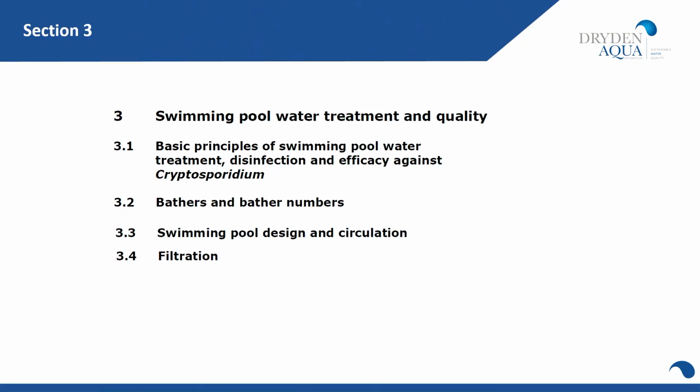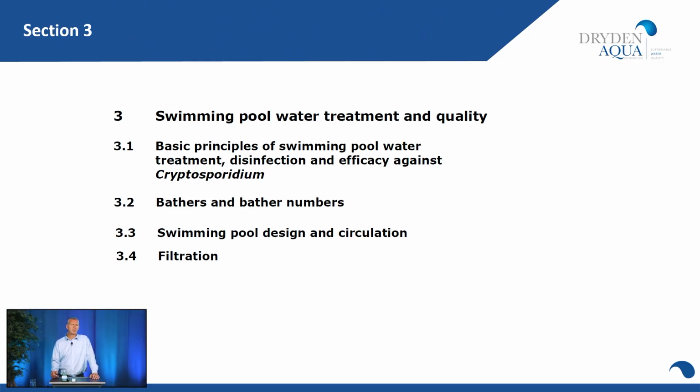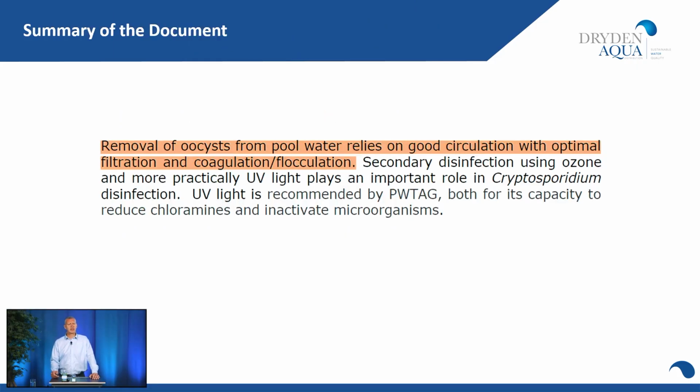We know that bathers and bather numbers are often oversubscribed. The pool is being used outside of the design criteria, so there are flaws in the swimming pool design and circulation. And then the filtration, which is really what I want to hone in on in this presentation. It goes on to tell us that the removal of these oocysts from pool water relies on good circulation, so that's moving that water from the main pool tank quickly through the filtration system, so that we can remove all particulates as quickly as possible and get that water treated with optimal filtration, coagulation, flocculation.